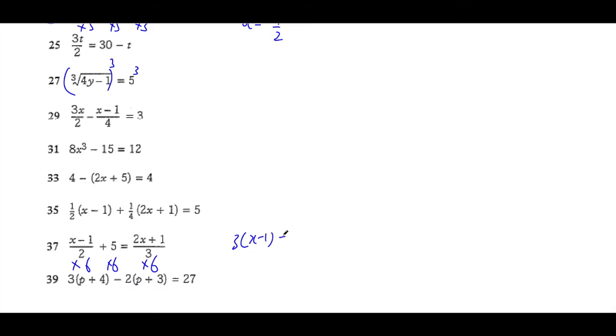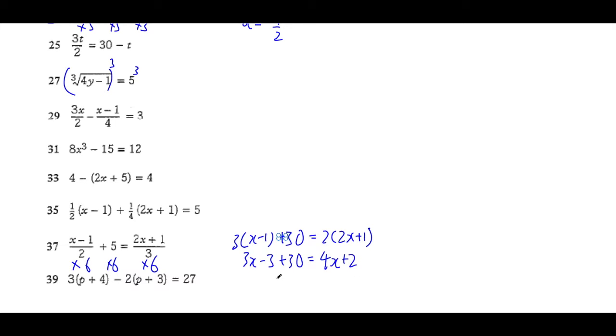5 times 6 is just 30. And for this one, the 6 and the 3 cancel out to become 2, 2x plus 1. Now expand everything. So you get 3x minus 3 plus 30 equals 4x plus 2.